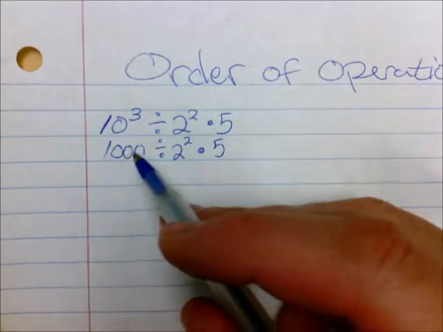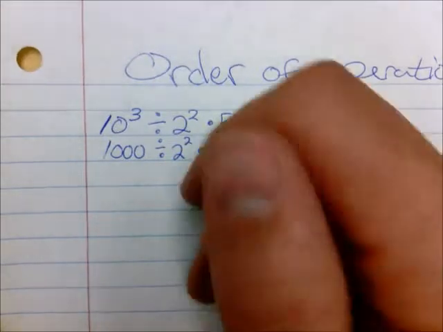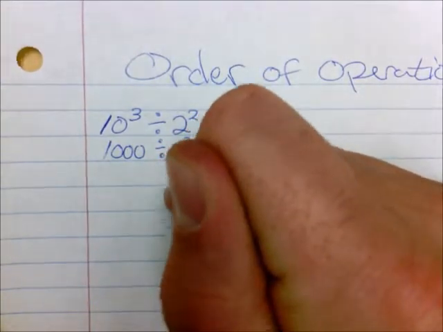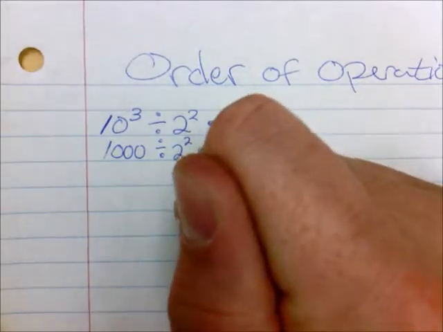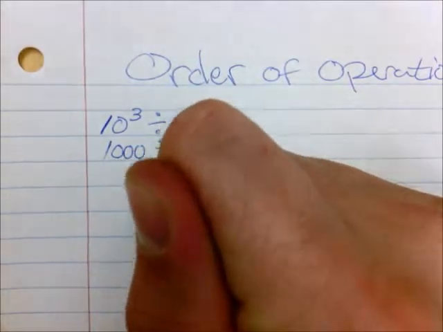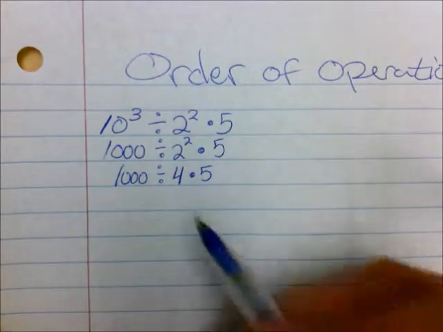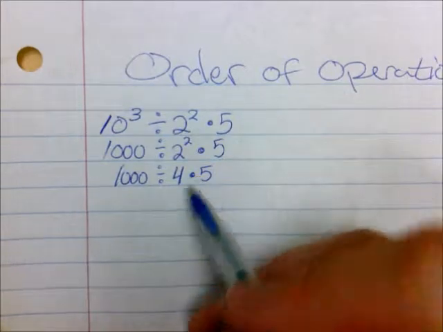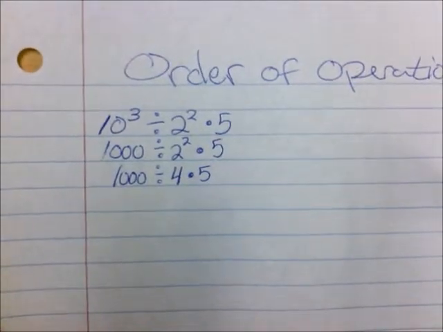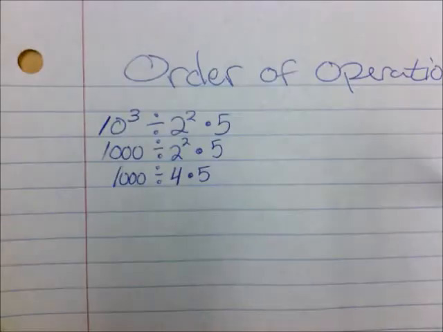Next, I scan my new problem. Do I see any more exponents? I do. 2 squared. That is 4. I write it underneath my 2 squared. And I'm going to bring everything else down. That times 5 and that division sign and the 1,000. Okay? And now I see division and multiplication. I go back to my notes over here, and it says multiply and divide. I'm going to do that left to right. Let's get that out of the way.